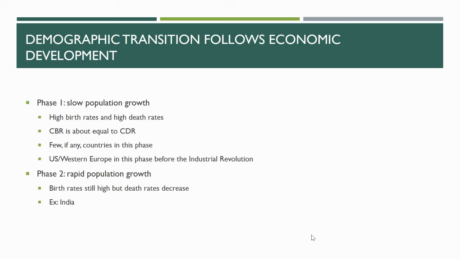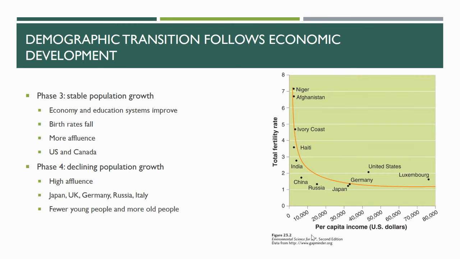During phase 2 of demographic transition, there's rapid population growth. The birth rates are still high, but the death rates start to decrease. And that could be because of improved medicines, better sanitation, and things like that. India is currently in phase 2 of demographic transition. In phase 3, we have stable population growth. We have a better economy, better education systems. Birth rates start to fall. We have more affluence. The US and Canada would be examples of countries in phase 3.